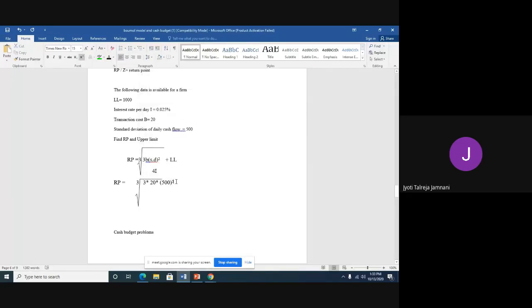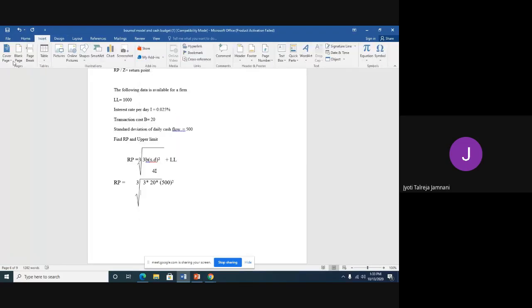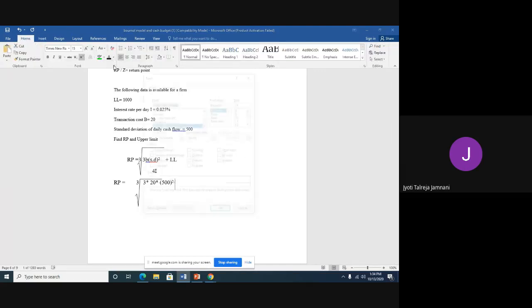Okay, you need to divide it by 4i, so 4 into i we have to find now. 0.025 divided by 100. So how much do you get? 0.00025.